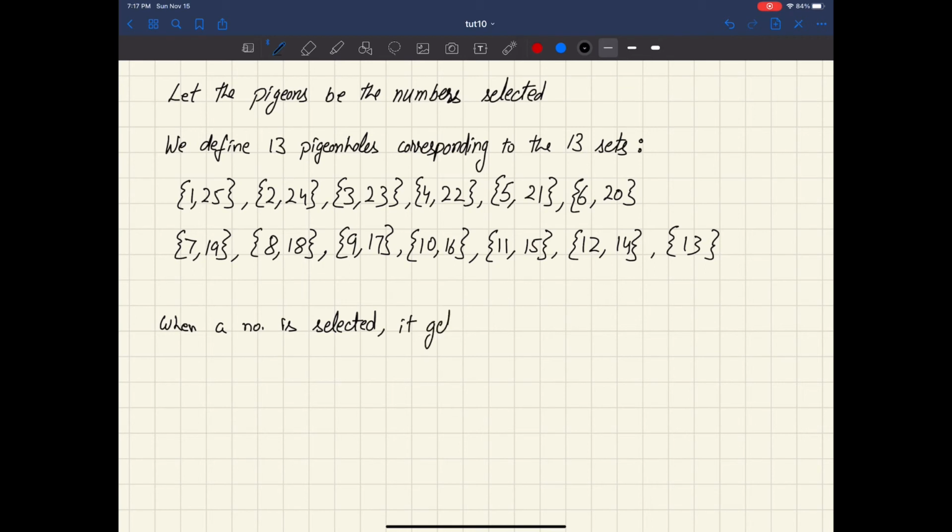So when a number is selected, it gets placed into the pigeonhole corresponding to the set that contains it. So let's say you select 1, you'll put it in the first set. When you select 13, you put it in the last set.